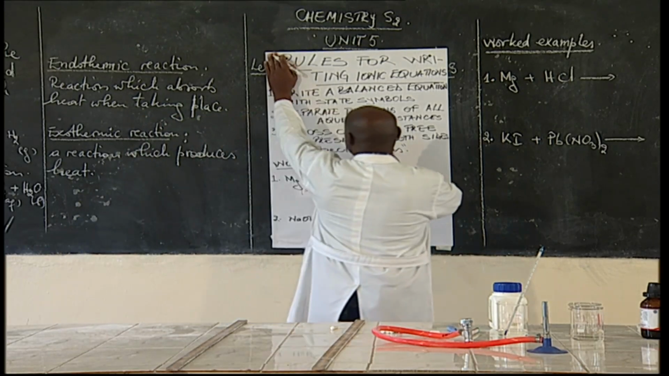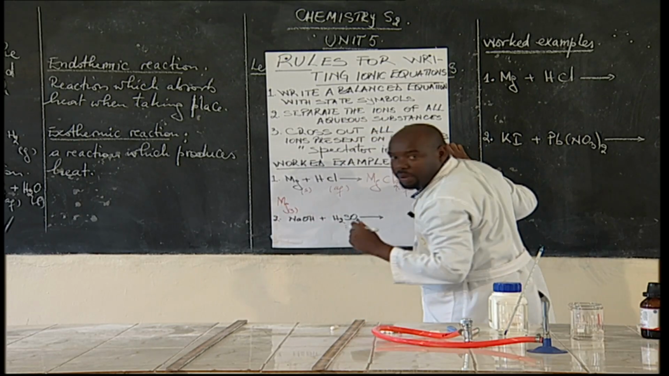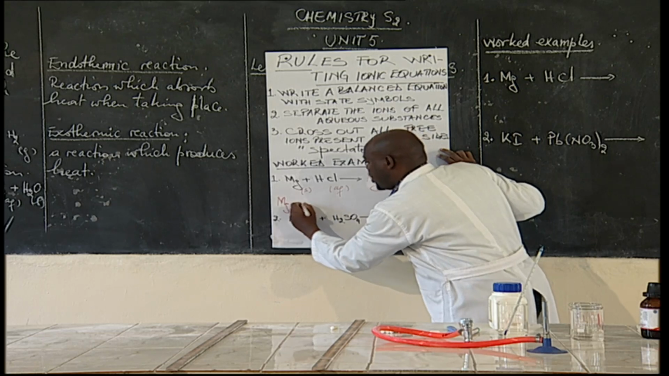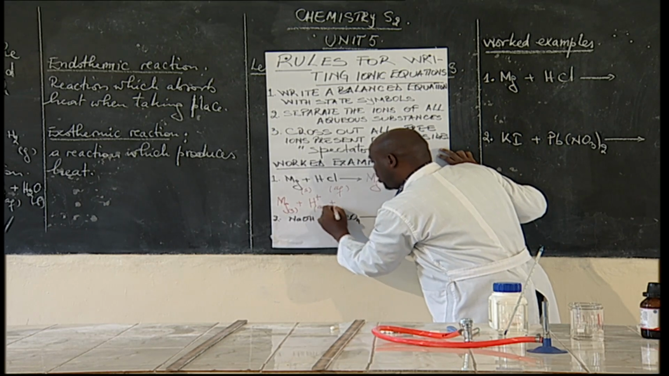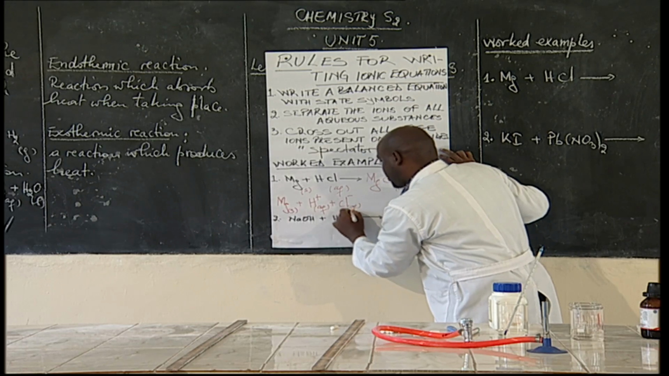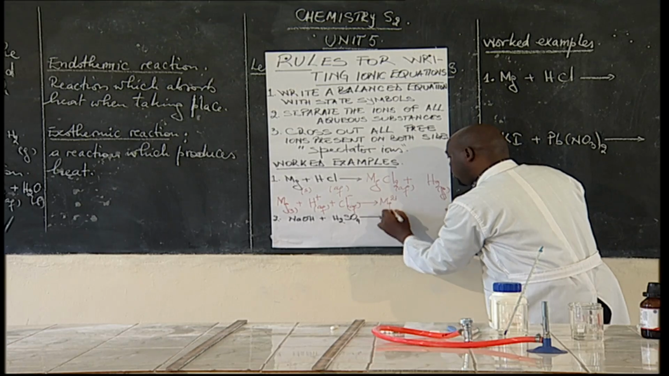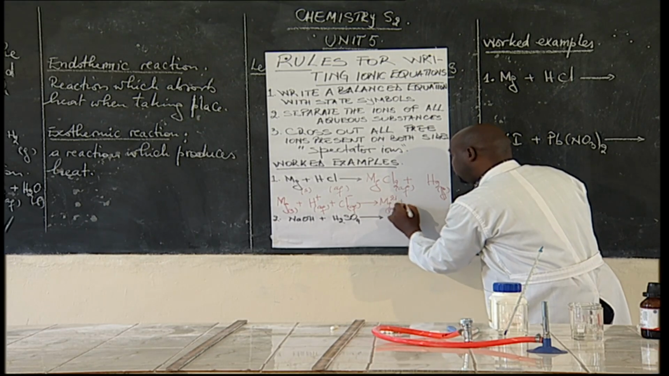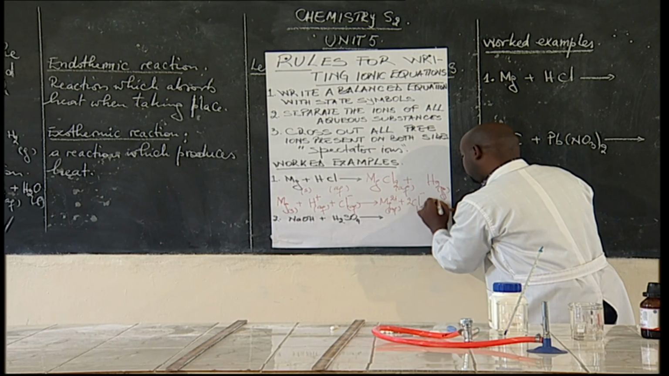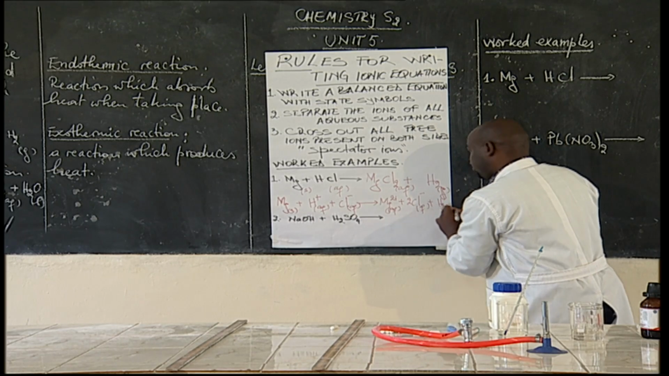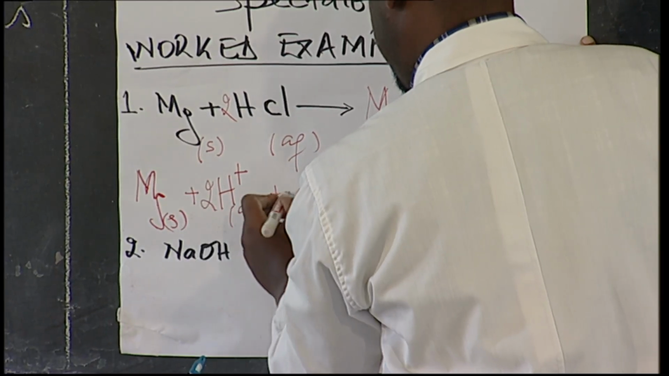So our equation becomes magnesium solid. Remember to always put the state symbols. Plus H positive in aqueous state plus Cl negative in aqueous state, and we produce magnesium 2 positive in aqueous state plus 2Cl negative in aqueous state plus hydrogen gas. Remember, here we have to balance, and because of that, here we have 2, and here we have 2.